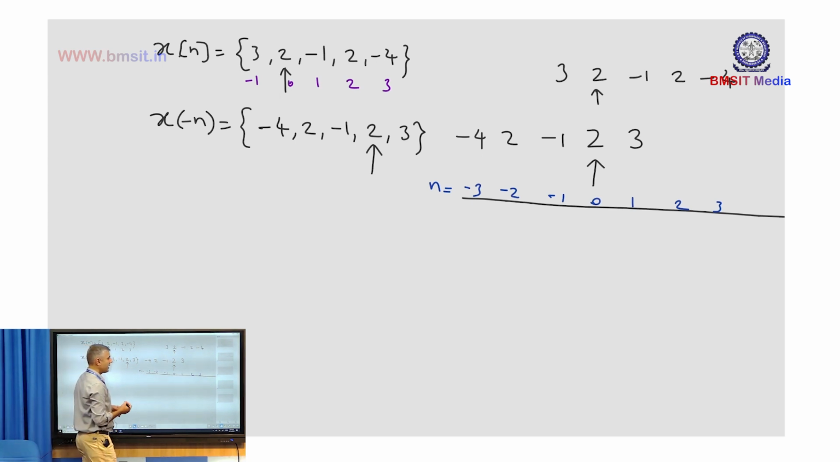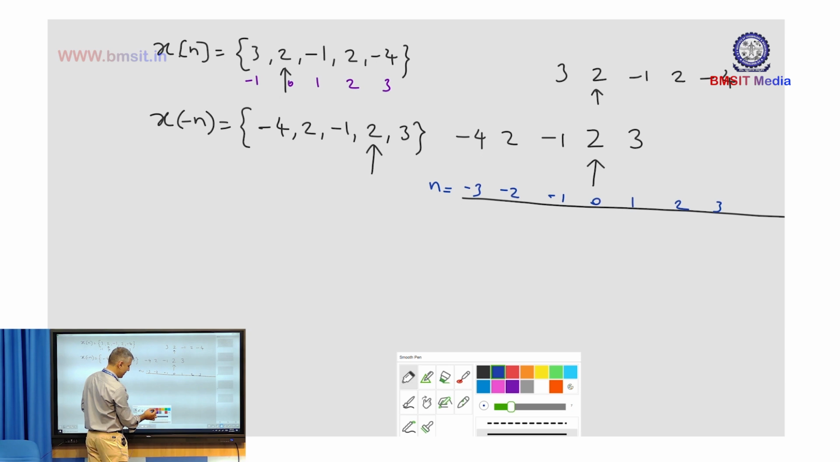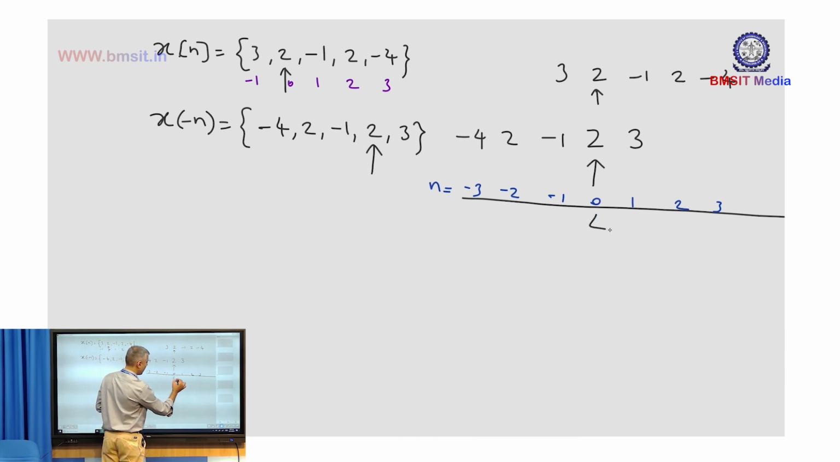If you were to add these two signals, then 2 and 2 are to be added. So the resultant will be 4 over here. Similarly, at n equal to 1, there is -1, and then there is 3. So -1 plus 3 is 2. On the other side also, you can get the same value.